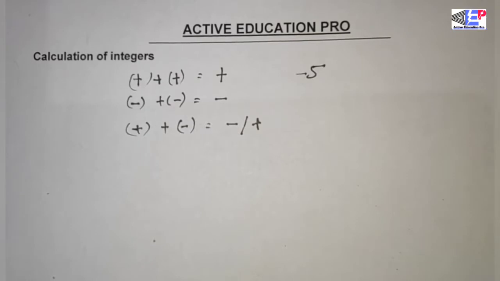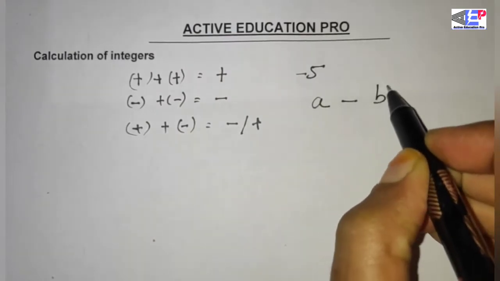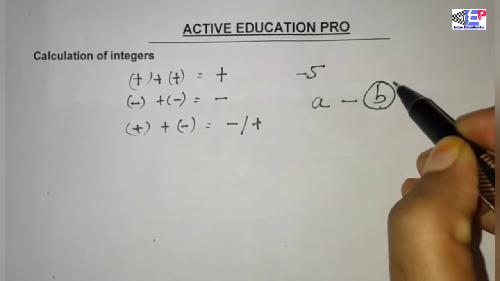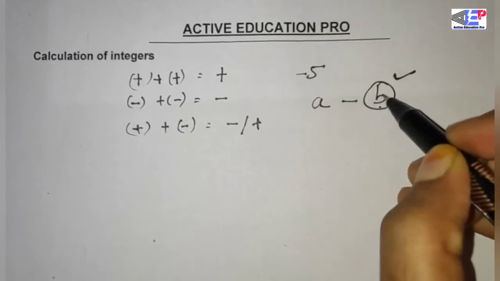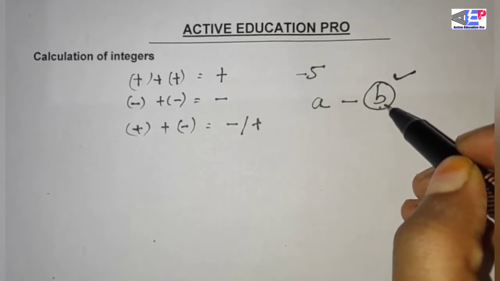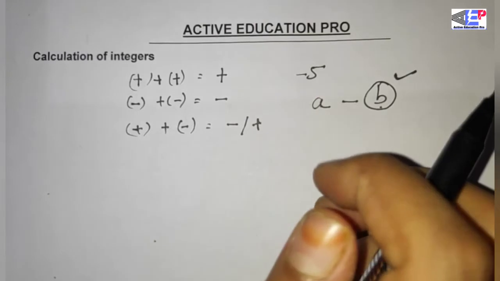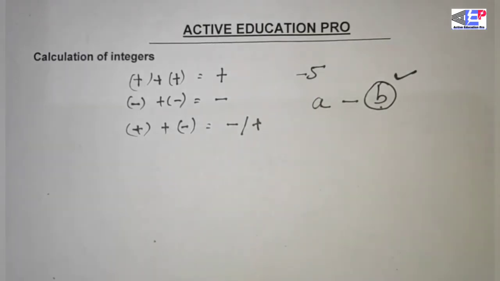So first you have to change the sign of the integer which is to be subtracted. Look here, suppose this is a minus b: this b is to be subtracted from a, so you have to change the sign of this number. Then, similarly to addition, simply you can add these integers. Now in this video I am going to do some examples, so let's start.